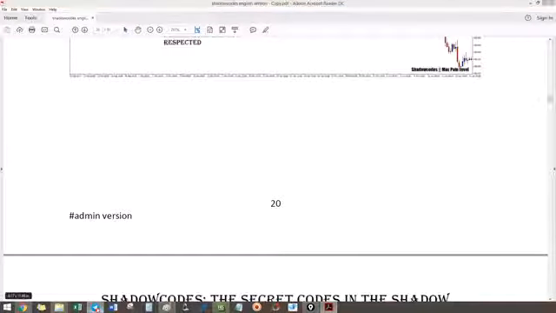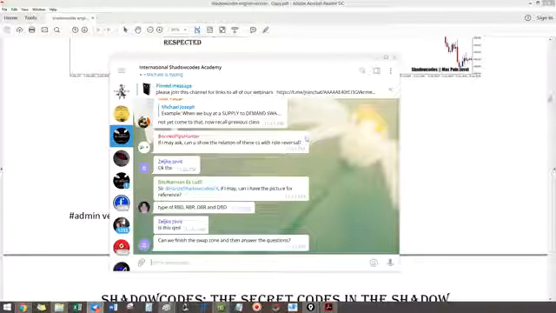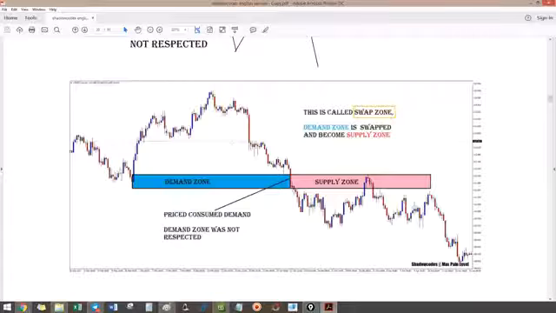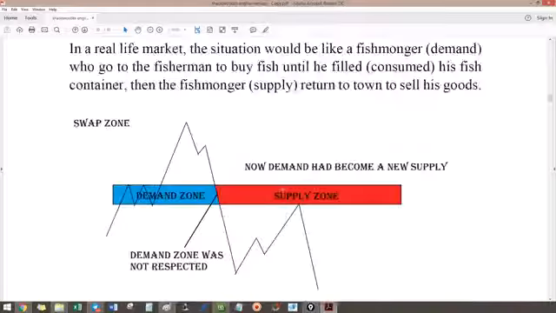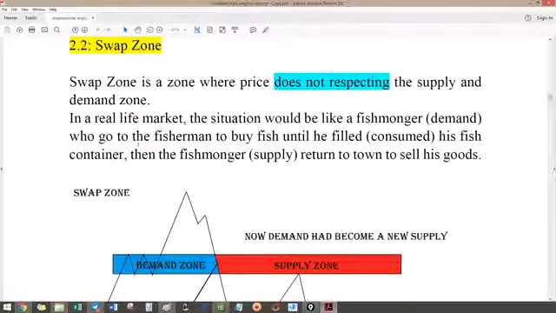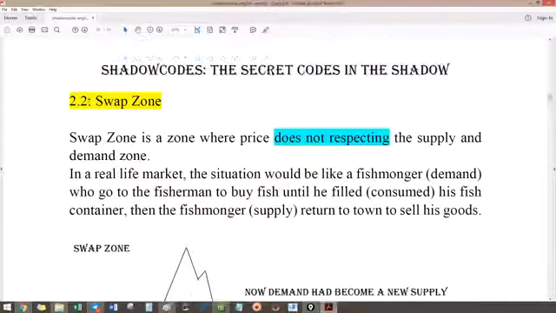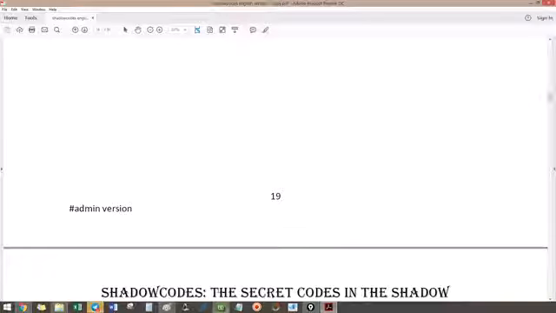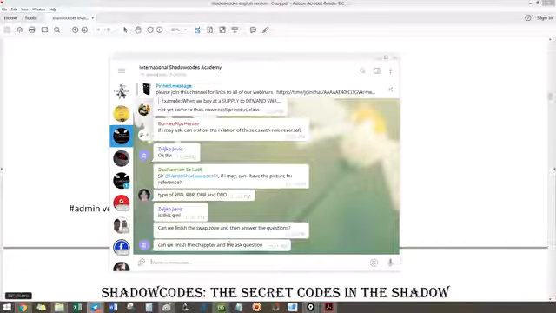We will learn it later. Just focus on mastering all of these basics. If you do not master these basics, when we learn the QM, you will ask me again regarding what is swap zone, what is decision point, what is supply zone, what is RBR, what is DBD. That will be a problem when we want to learn the QM.